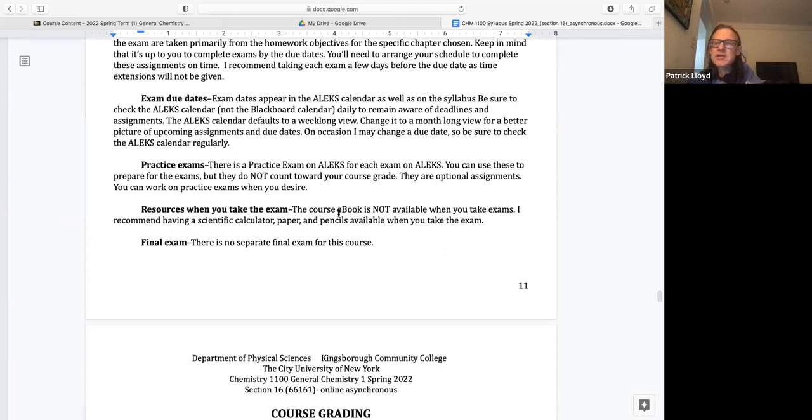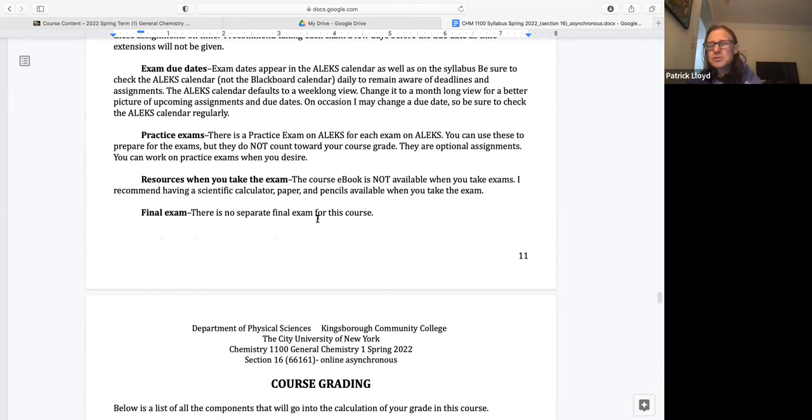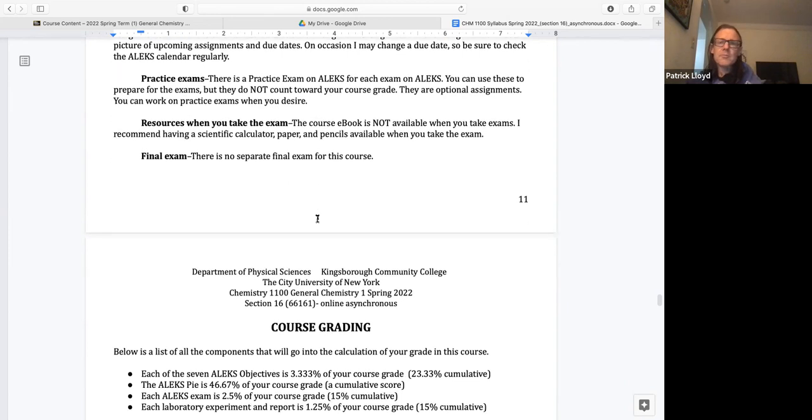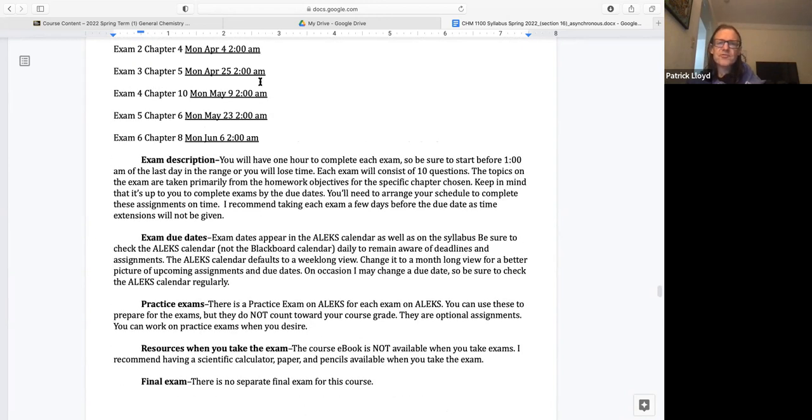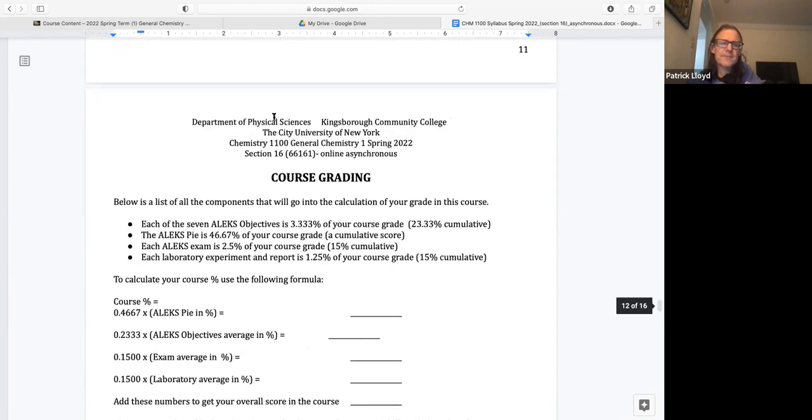A couple details about exams. When you take the exam, you can't use the ebook. It's turned off. You can use the scientific calculator, paper, and notes. I didn't even put it in here, but if you have some notes, you can bring those with you as well. You're going to do them at home anyways, or at work, wherever you are. I'm not going to be watching you take the exams. There is no separate final exam, so it's just those 6 exams. Those are your exams.